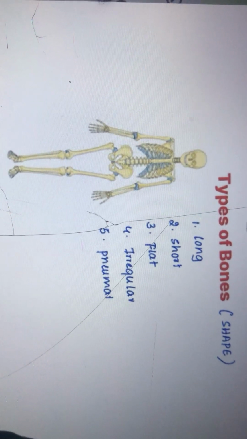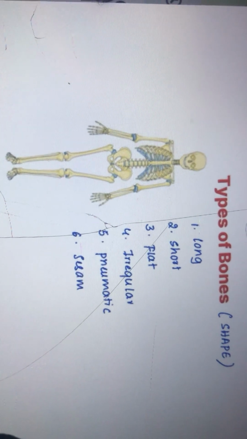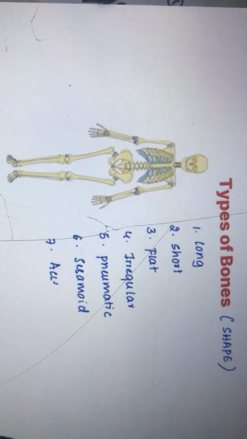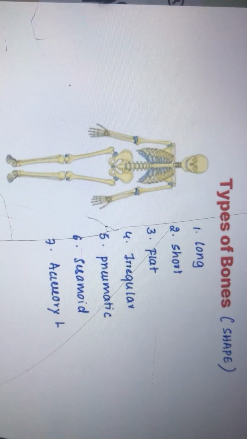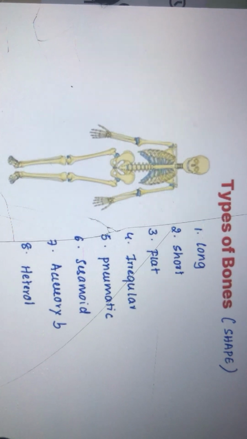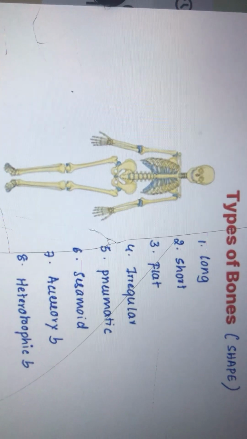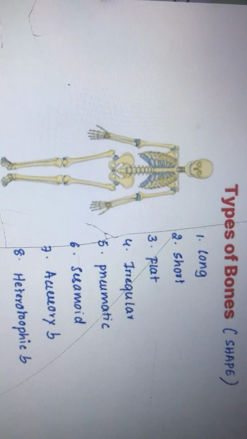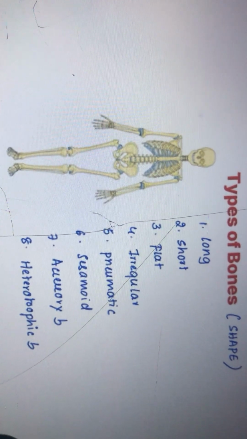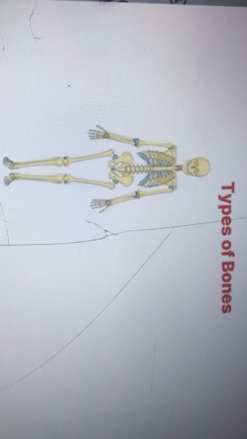So we have the pneumatic bones, and then we have the sesamoid bones, and then we have the accessory bones, and finally we have heterotopic bones. Heterotopic bones are not often included as a type of bone based on the shape, but still we will discuss it. So these are the 8 different types of bones that are present in the human body. Now let's try to learn a little bit in detail about them.